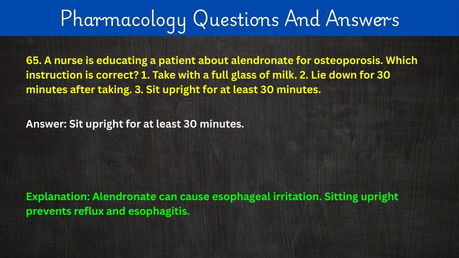65. A nurse is educating a patient about alendronate for osteoporosis. Which instruction is correct? 1. Take with a full glass of milk. 2. Lie down for 30 minutes after taking. 3. Sit upright for at least 30 minutes. Answer: sit upright for at least 30 minutes. Explanation: alendronate can cause esophageal irritation. Sitting upright prevents reflux and esophagitis.